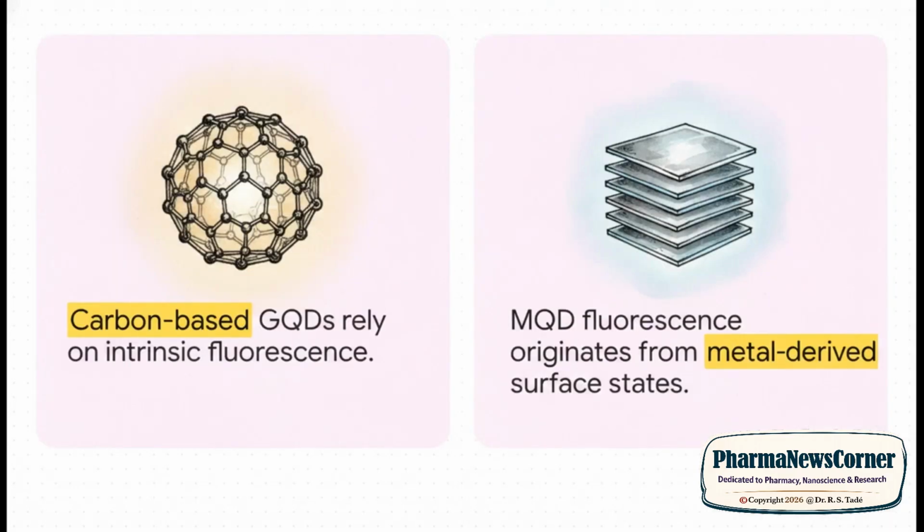To kick things off, we need to be really precise about what we're working with here. Check out the contrast. On one side, we have graphene quantum dots, or GQDs, which are fundamentally carbon-based. They rely on intrinsic fluorescence that's generated right from the carbon lattice itself. On the flip side, we have mexene quantum dots. Now, mexenes are undeniably fascinating, for sure, but their fluorescence mostly comes from metal-derived surface states. Today, we're strictly focusing on the carbon side of things. We want to understand the true intrinsic carbon evolution of GQDs.